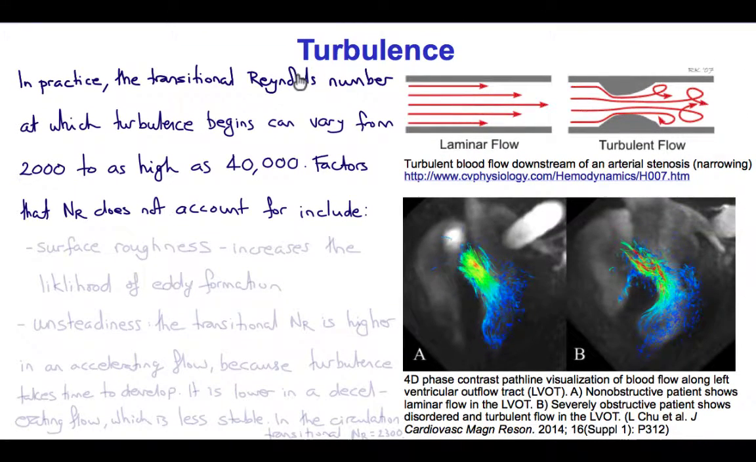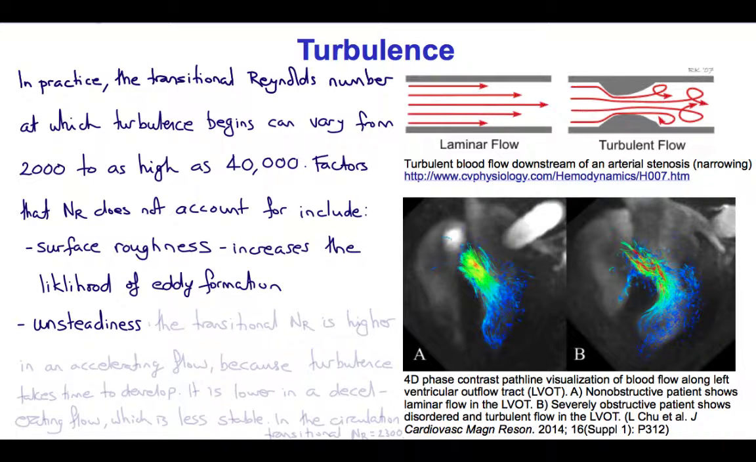If the Reynolds number is high enough, the flow can be turbulent. How high the Reynolds number needs to be in order for the flow to be turbulent depends somewhat on other factors. It can vary between 2,000 to as much as 40,000. Some of the factors that the Reynolds number does not account for include the surface roughness. So the rougher the surface, the higher the likelihood of eddies forming and turbulence being created.